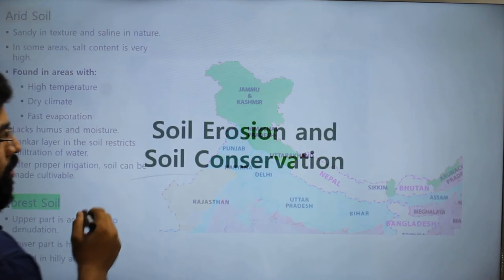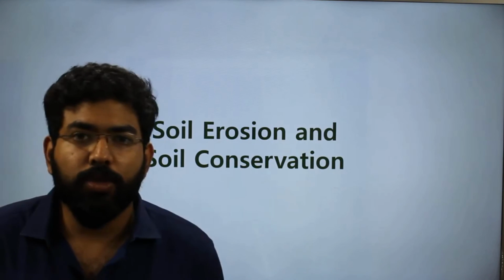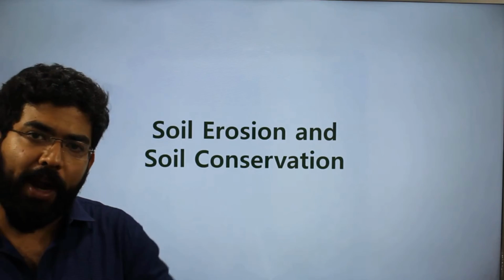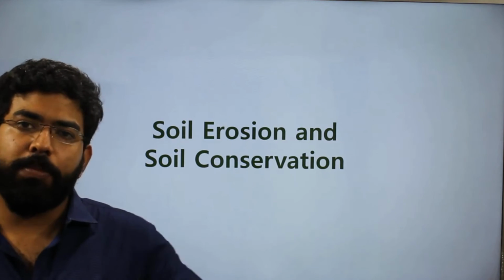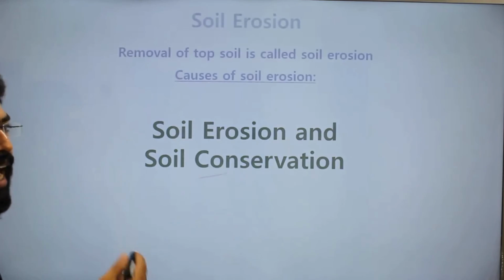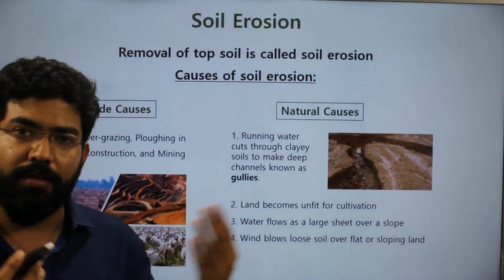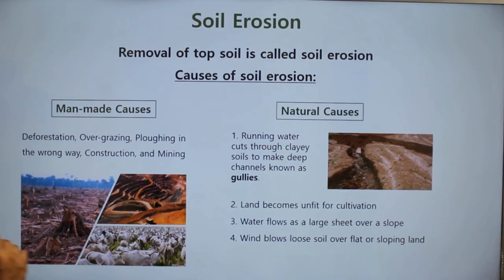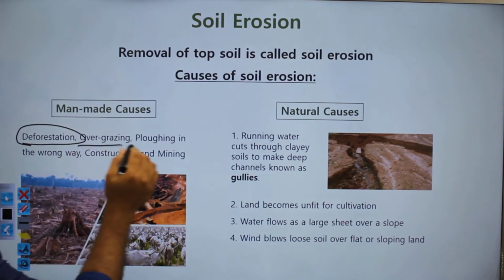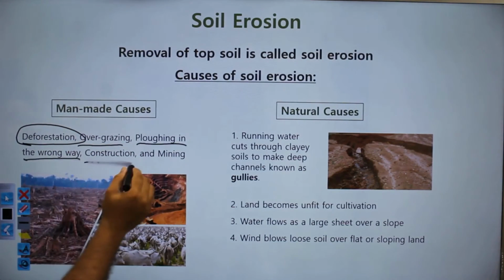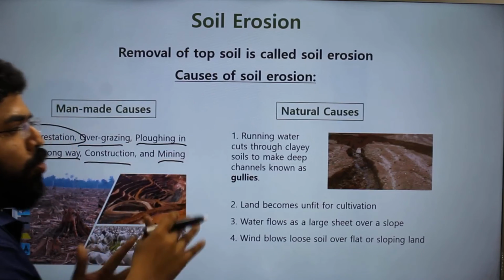Now, we have soil erosion. So soil erosion, basically the top part of the soil moving away. So that is eroding of the top soil. Now, it can be due to man-made as well as natural causes. So man-made causes would be those reasons which make the soil loose. So you will have your deforestation which makes the soil loose, overgrazing, plowing in the wrong way, construction, mining, all those make your soil loose.